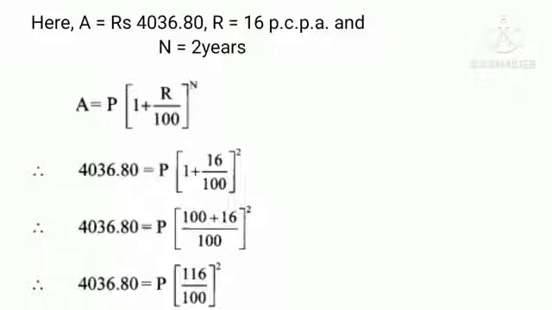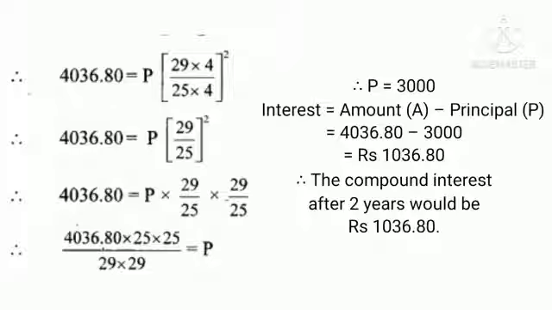Now 4036.80 is equal to P multiplied by 29 upon 25 multiplied by 29 upon 25. Therefore, P is equal to 4036.80 multiplied by 25 multiplied by 25 upon 29 into 29. After performing the calculation, principal P is equal to rupees 3000.